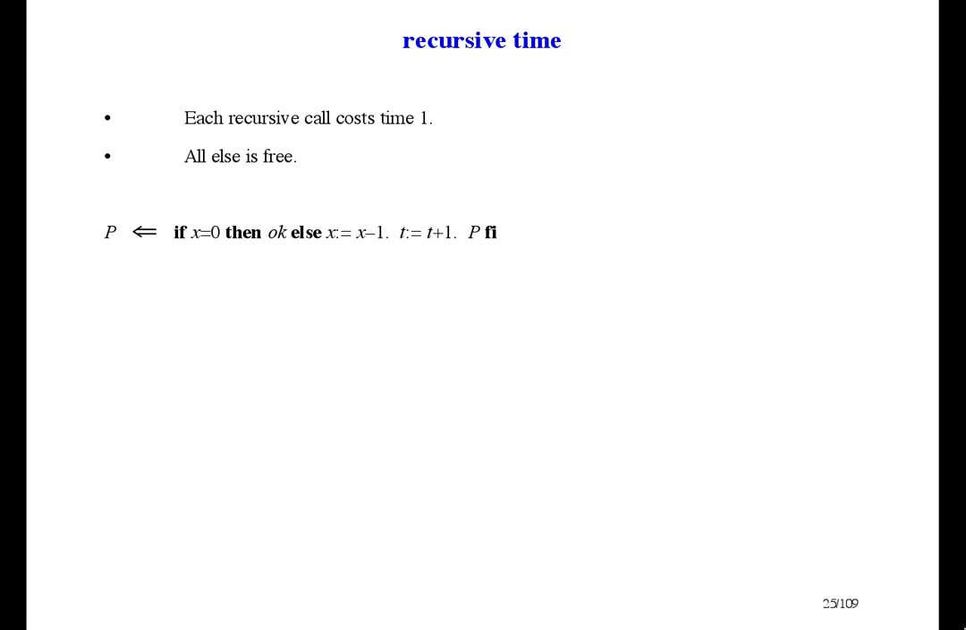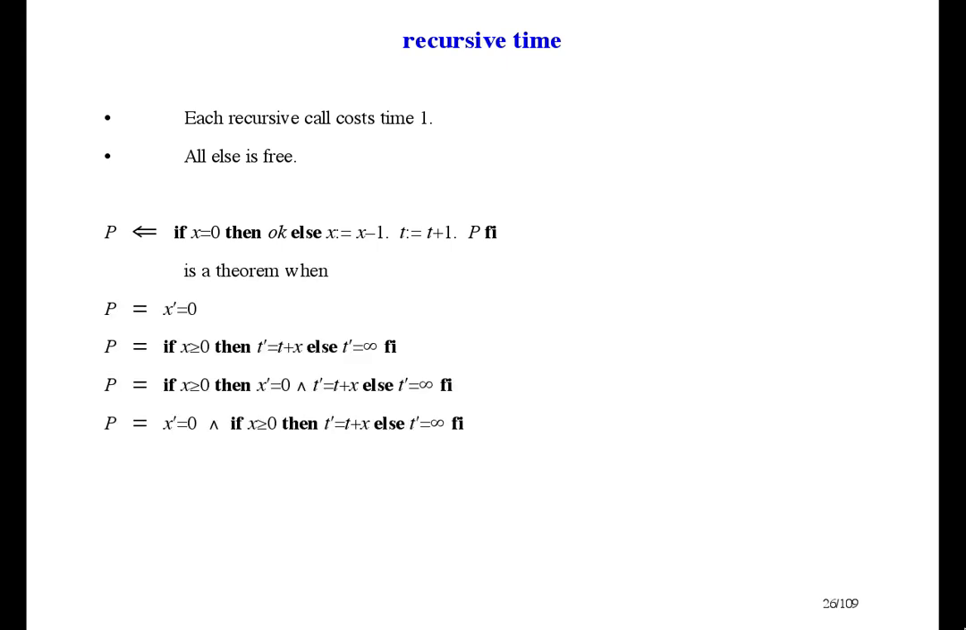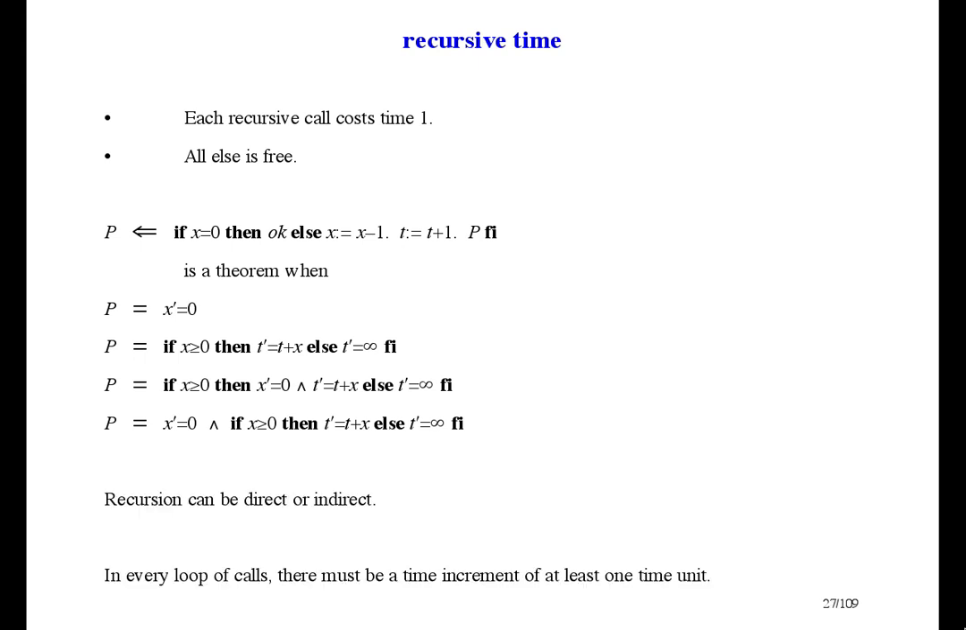Here's the same example we just had, but in this measure, the only time increment is the one for the call. And this refinement can be proven for these specifications. They're the same as before, except that 3x plus 1 is now just x. The multiplicative and additive constants disappeared. For non-negative x, it takes time x. For negative x, it takes time infinity. The recursion in this example is direct, but recursions can also be indirect. The general rule for recursive time is that every loop of calls must contain a time increment.